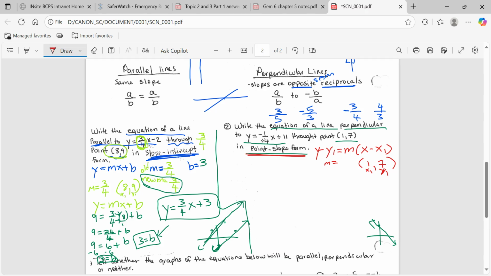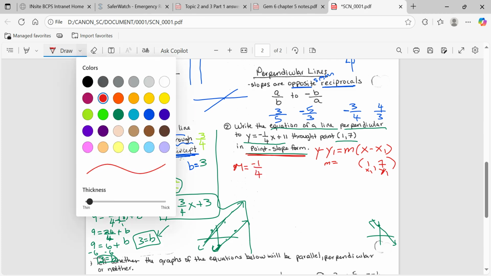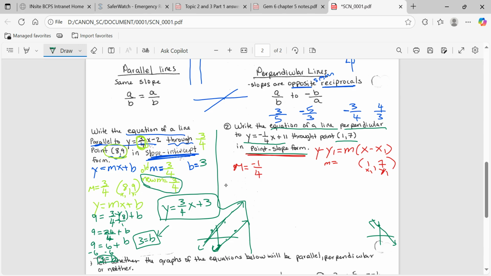Well, if the slope is perpendicular to this line, the slope of this current line is negative 1/4. So the new slope is going to be the opposite and the reciprocal. The opposite sign will make it positive, and the reciprocal will make it 4/1. So the new slope is 4. The slope that you're looking for is 4, and it's going through that point.